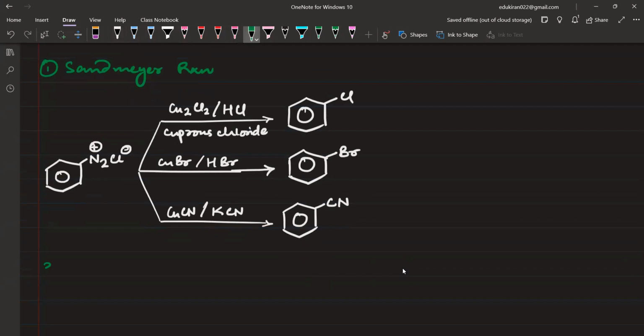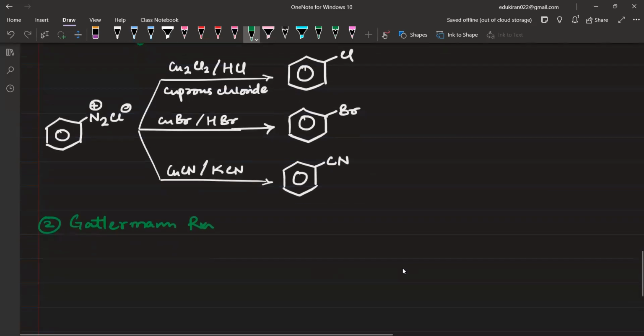Another similar type of reaction is known as Gattermann reaction. Please remember, this is not only Gattermann reaction. Gattermann reaction. Double N, huh? Gattermann reaction. Now what happens in Gattermann reaction? We have benzene diazonium chloride.